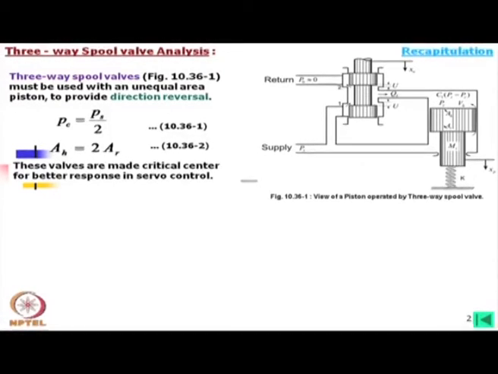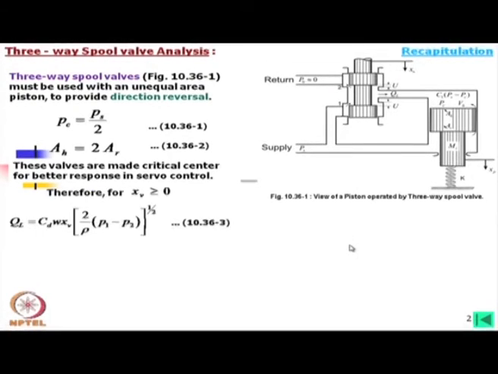Anyway, this critical center valve will have very little bandwidth. That means, at the null position there will be less loss, as well as the response will be very quick. This means that if you move in either direction, the response will begin almost immediately. So, as we need frequent movement, I mean reversal motion of these pistons, the critical center spool valve is the best.